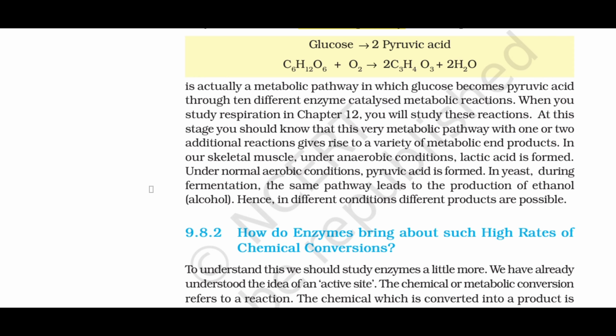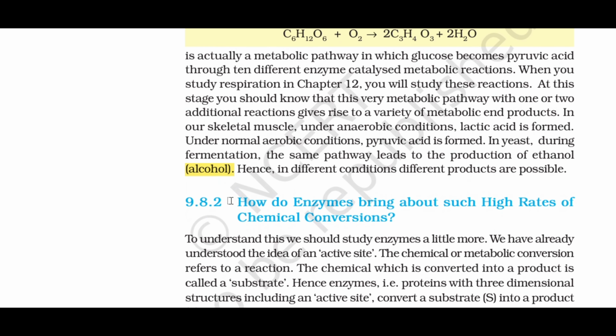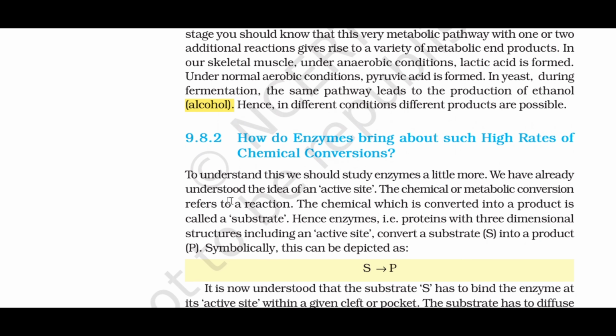At this stage you should know that this very metabolic pathway, with one or two additional reactions, gives rise to a variety of metabolic end products. In our skeletal muscle, under anaerobic conditions, lactic acid is formed. Under normal aerobic conditions, pyruvic acid is formed. In yeast, during fermentation, the same pathway leads to the production of ethanol, alcohol. Hence, in different conditions different products are possible.